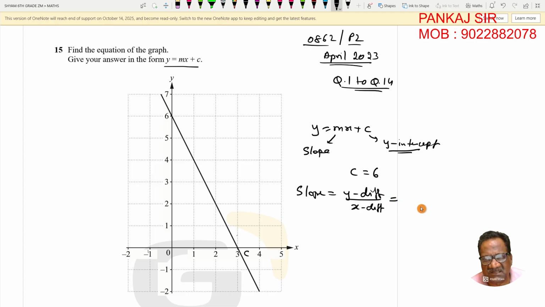Now what students do is, suppose they take these 2 points. The y difference will be 6 and 0, so they take y difference as 6 minus 0, which is 6, and then divide by the x difference. On the x-axis you can see it is from 0 to 3, so they think the difference is 3. So 6 divided by 3 is 2, and they directly write the slope as 2. This is not correct. This is incorrect.